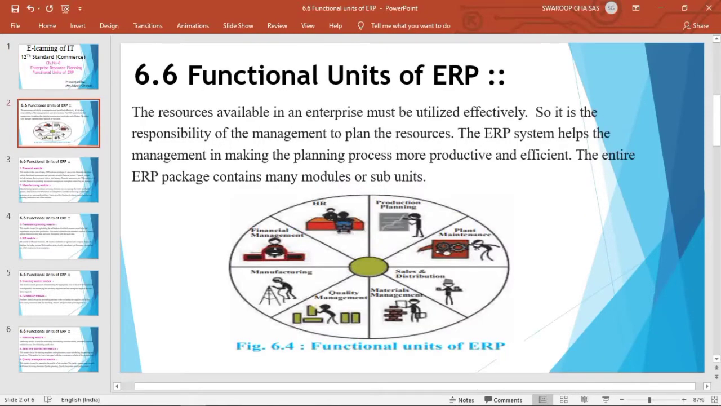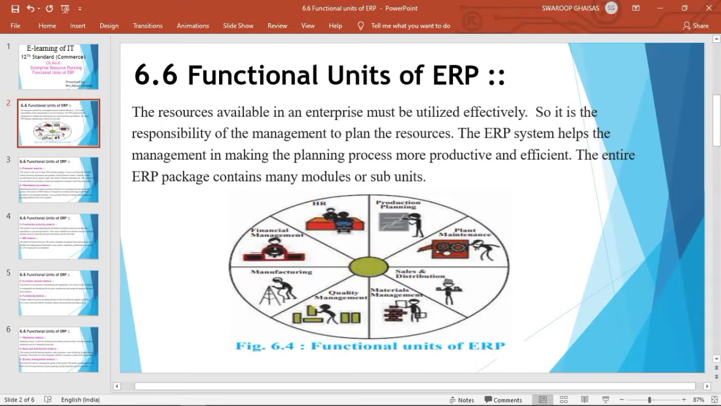An enterprise may consist of different resources, but the resources available in the enterprise must be utilized effectively. So it is the responsibility of management to plan those resources in a proper way. For that purpose, the ERP system will help the management in making the planning process more productive and efficient. The entire ERP package consists of different modules.